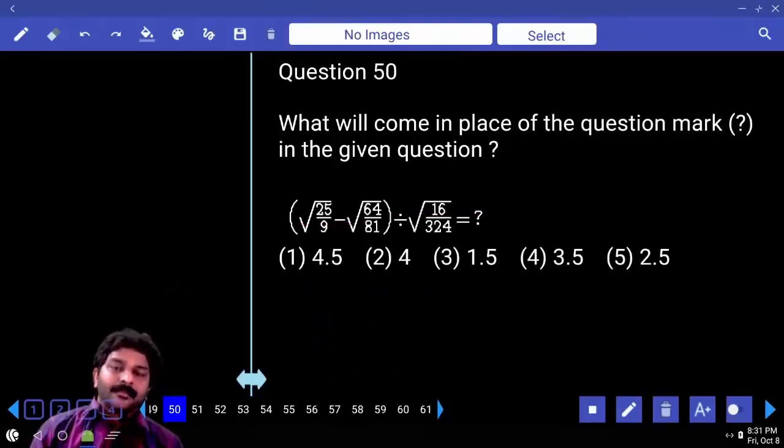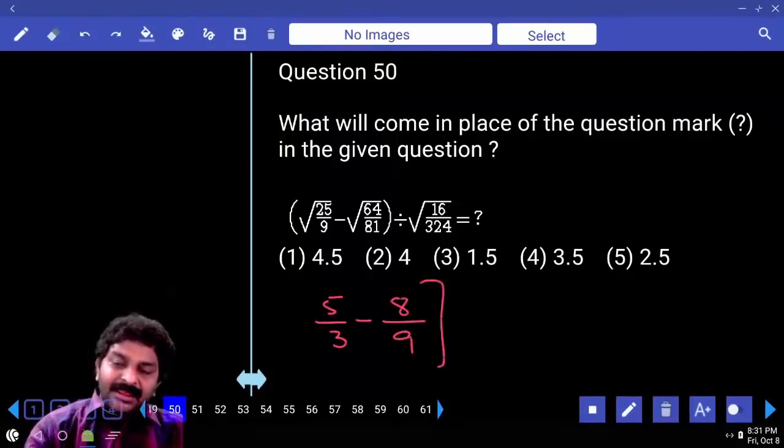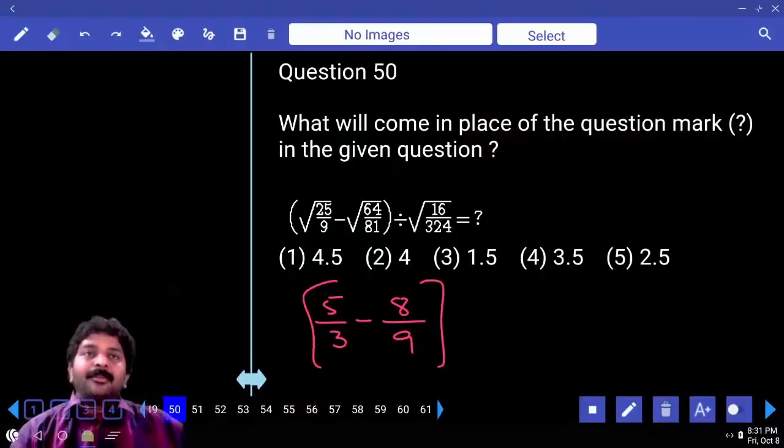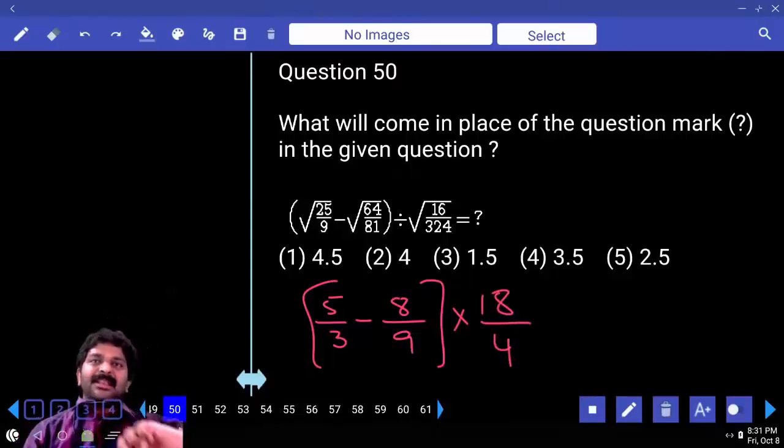Over under root. Everywhere we have under root. Come on. 5 by 3 minus 8 by 9 divided by 4 by 18. Can we write it as into 18 by 4? Divided by symbol can be interchanged with multiplication, provided you need to take the inverse of the number.